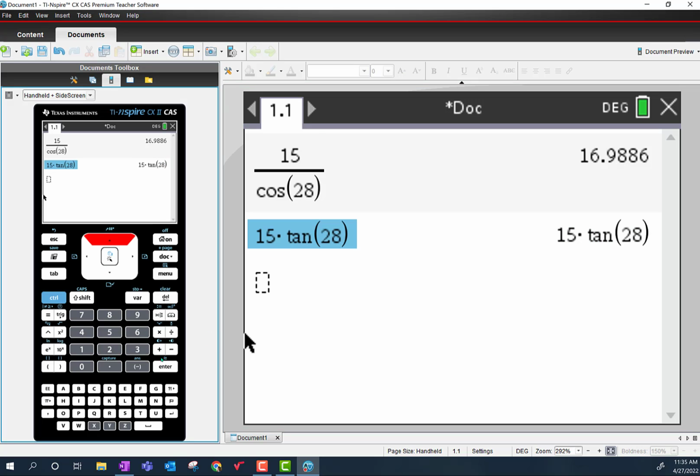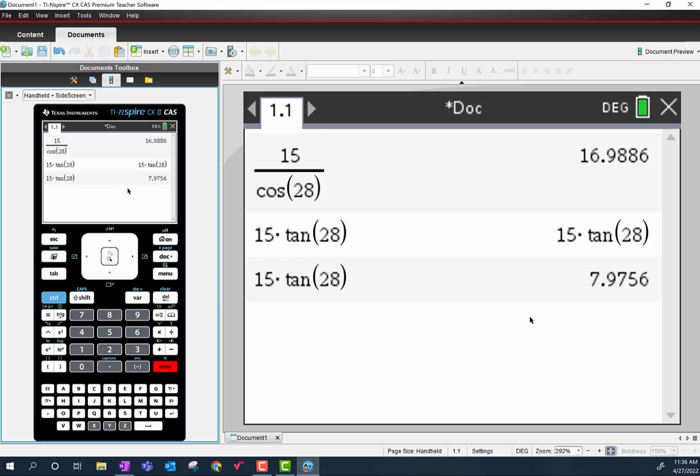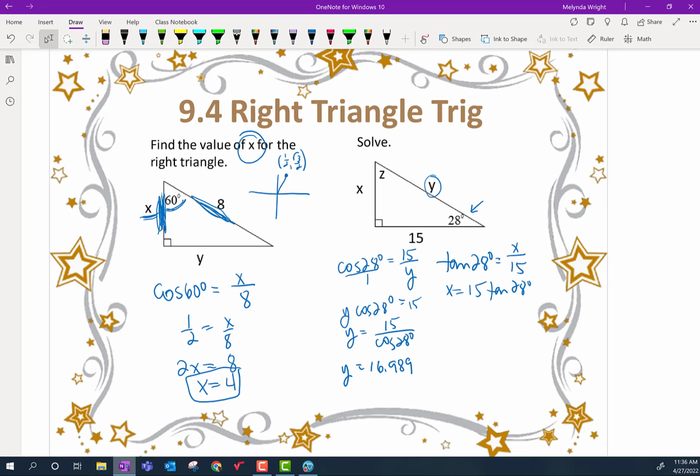And remember, we have to hit Control Enter, or it just gives us back what we gave it. So 7.9756. All right, so let's round that. So our x value is 7.976. Okay, good. We're making progress.